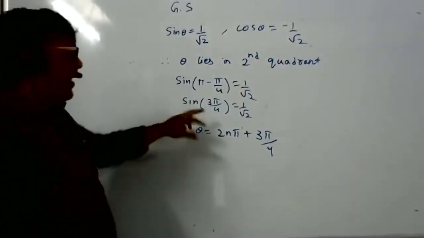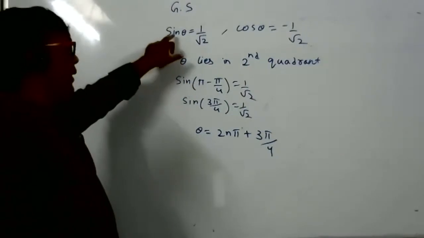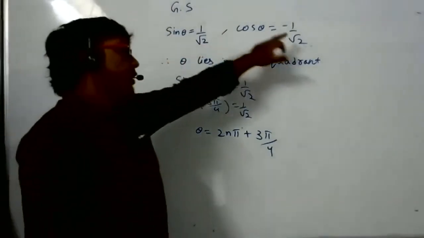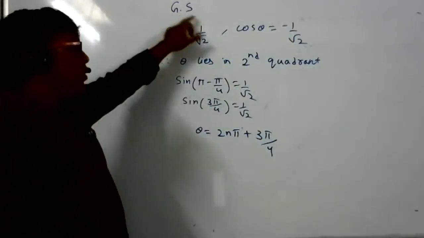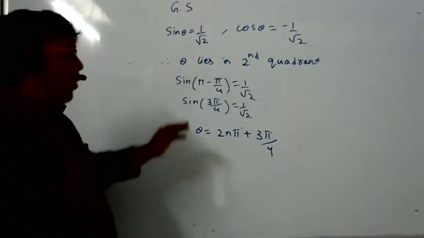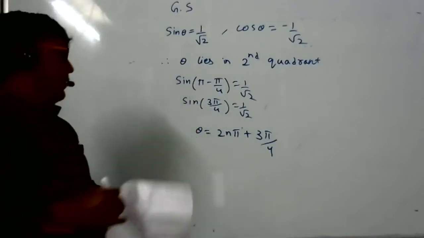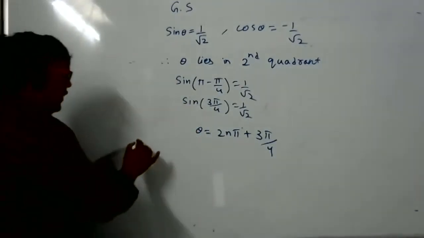But to find the 3 pi by 4, either you take sine theta is equal to 1 by root 2 or cos theta is minus 1 by root 2. Any one you take and find this angle. But we want general solution. General solution means what are the other angles? So other angles, see here. One angle is 3 pi by 4.